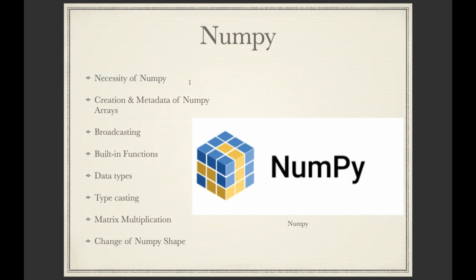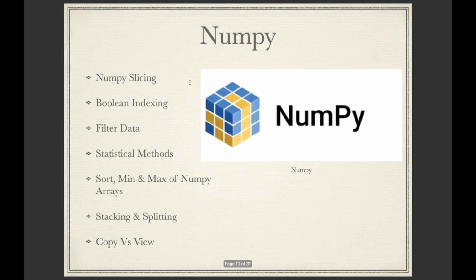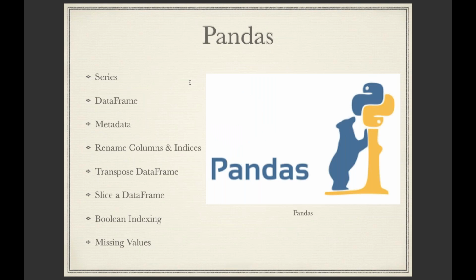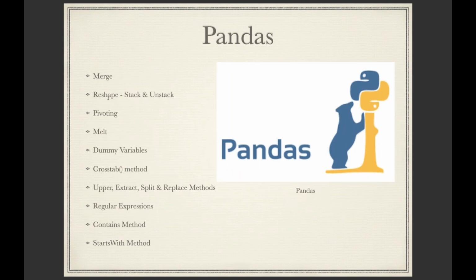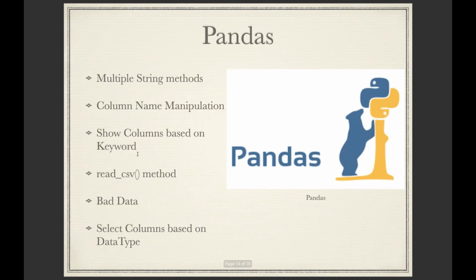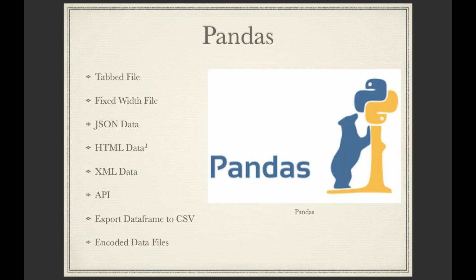I'm going to show you with a very simple example, right? And we're going to cover Pandas. We're going to start from scratch: series, data frame, metadata, how to transpose the data frame. What is important is different methods like merge, reshape, dummy variables, cluster, etc. And the different formats, as Karthik asked a question on formats. We're going to cover a bunch of formats like tab file, Excel file, JSON, HTML.